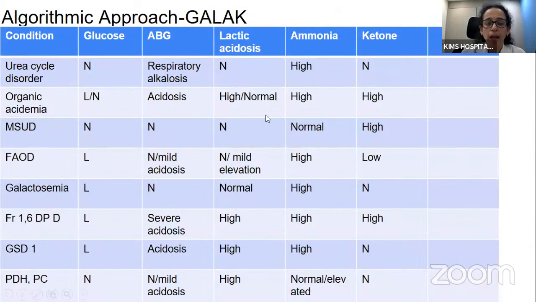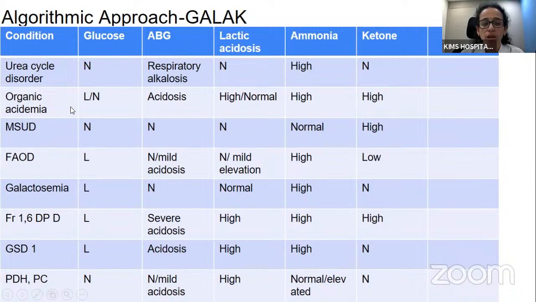Now let's see the GALAC approach, which is a very useful approach in helping in narrowing down the diagnosis of the inborn errors of metabolism. In this, commonly we will be doing the random blood glucose as well as ABG, lactic acidosis, ammonia, and ketones. So let's see some of the common IEMs and what happens to all these variables in those IEMs. In urea cycle disorders, there will be respiratory alkalosis, which is characteristic of urea cycle disorders, along with high ammonia. Remaining ketones will be normal, lactates will be normal, and glucose is normal.